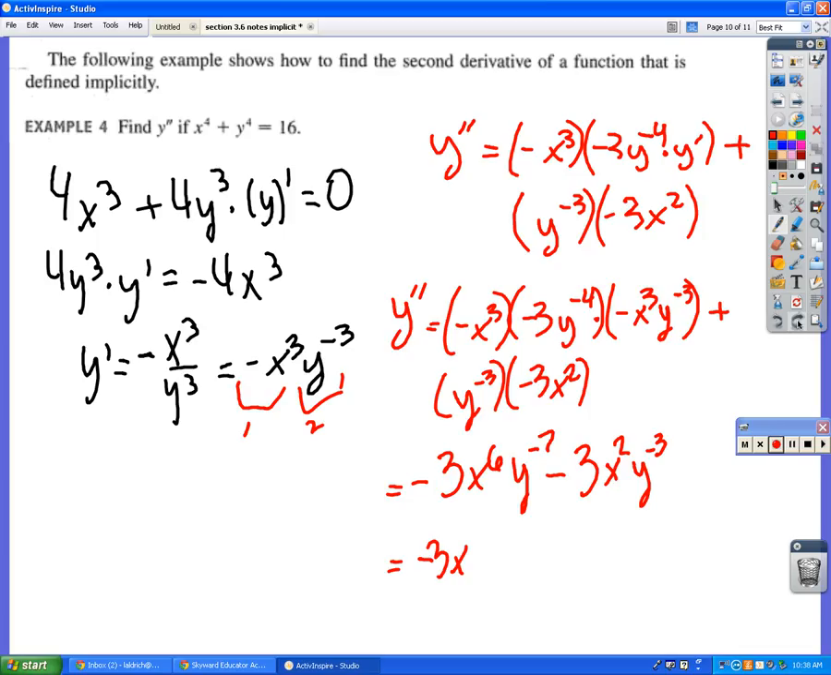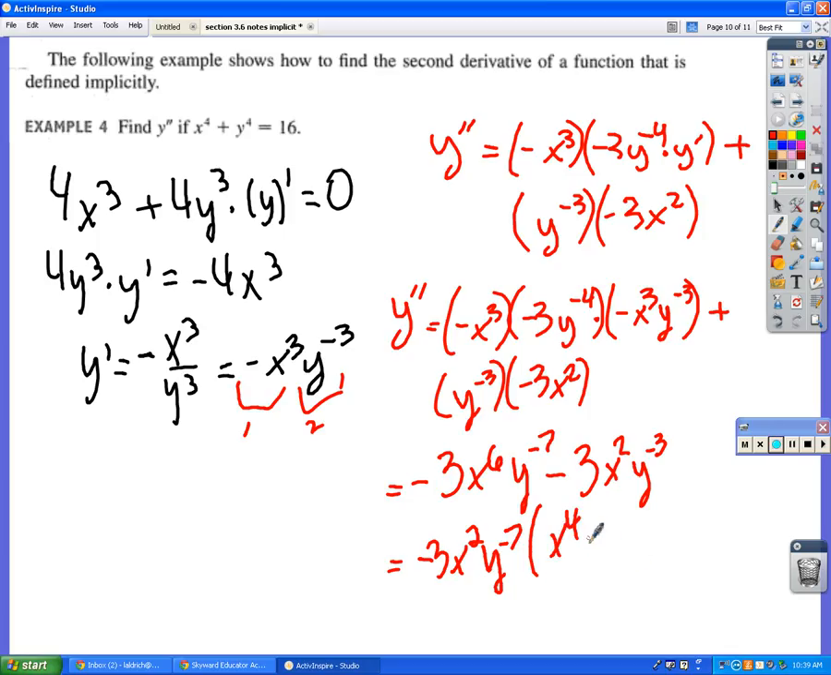Okay, so if I factor out a negative 3x squared, let me ask you this simple algebra question. Why did you choose to factor out an x squared and not an x to the 6th? Because this is smaller than that, right? Okay, so if I'm going to factor out the y's, what power of y should I factor out? Yeah, I'm going to factor out a y to the negative 7th, because even though your brain tells you that the 7 is bigger than the 3, since they're negative, it's the opposite. Okay? So that leaves me with x to the 4th.